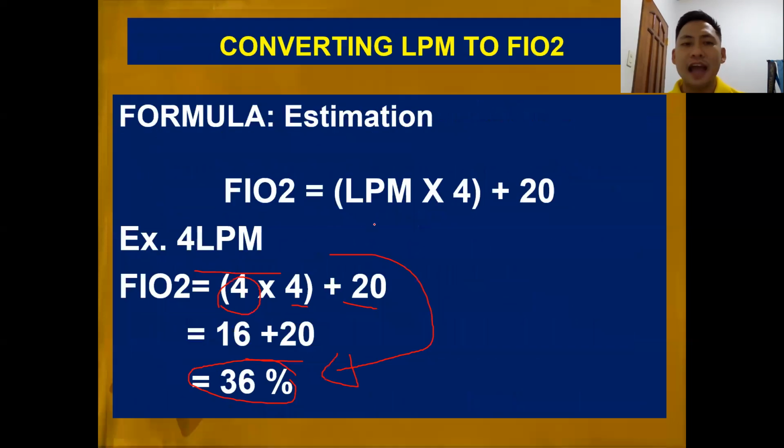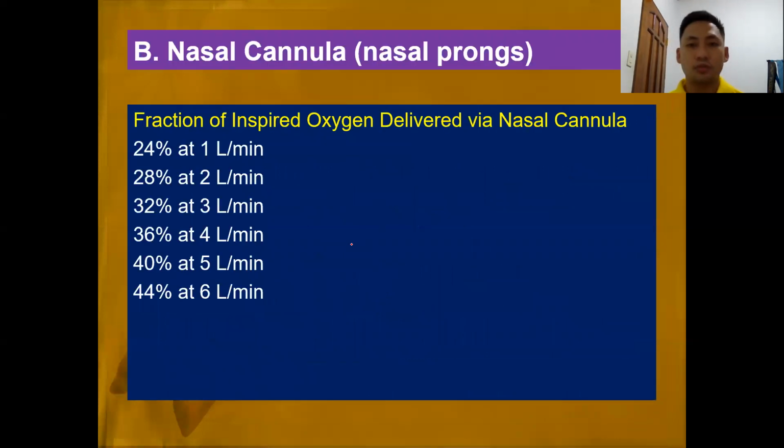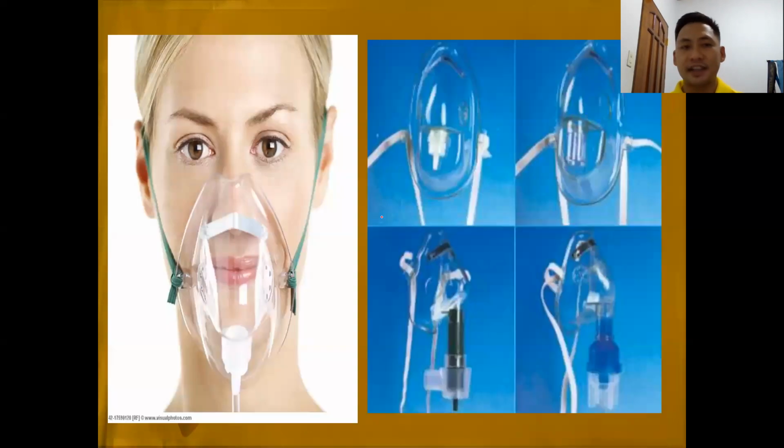So this formula actually is just an estimation of the liters per minute equivalent to FiO2. This is the percentage of oxygen that is entering the patient. But of course, since this is just a percentage, some of the oxygen entering the patient is coming from the atmosphere, aside from the oxygen being delivered through these devices.